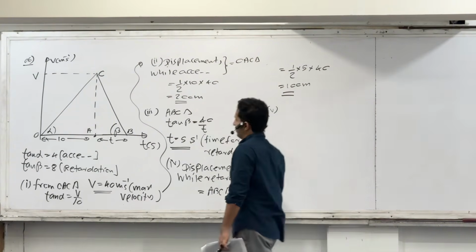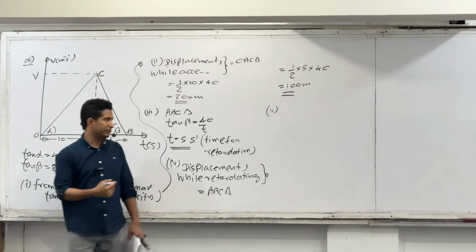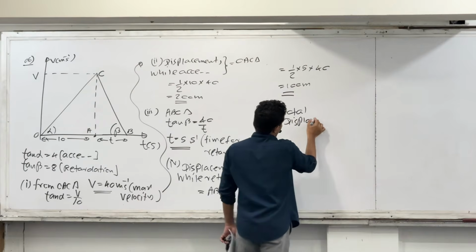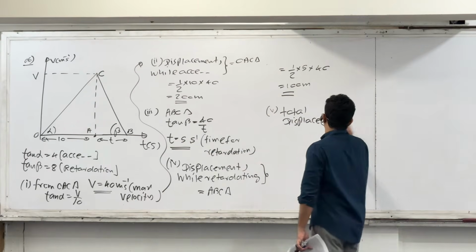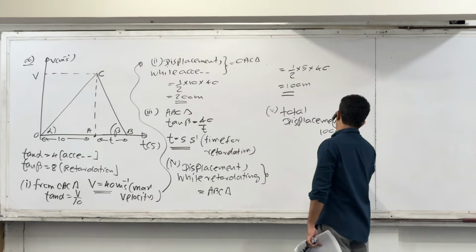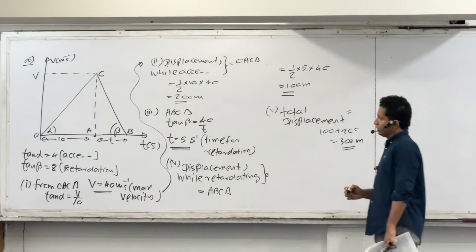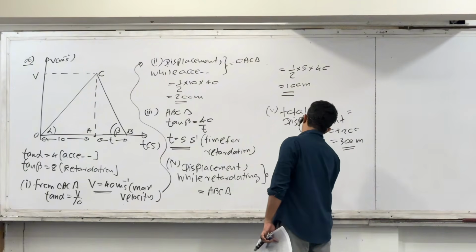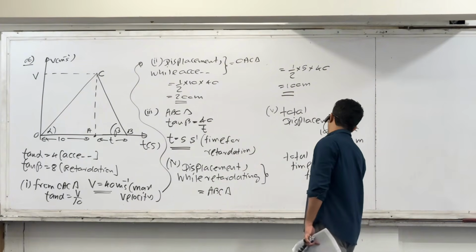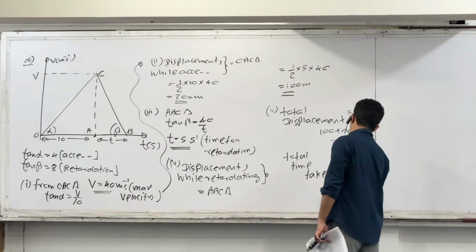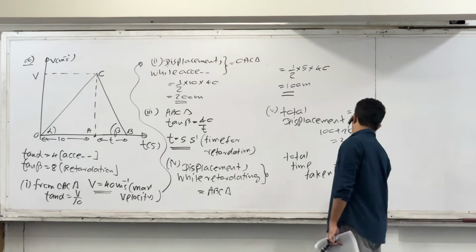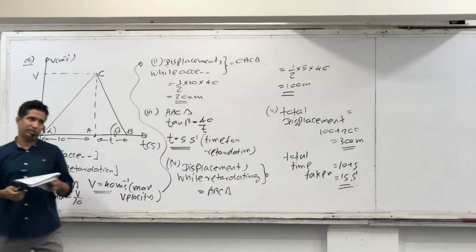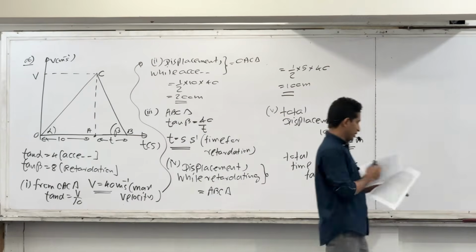The fifth one: total displacement and the total time taken. Total displacement equals 100 plus 200, which is 300 meters. Total time taken is 10 plus 5, that is 15 seconds. Any question? Question number 7.